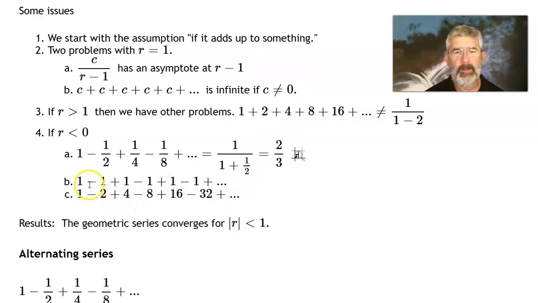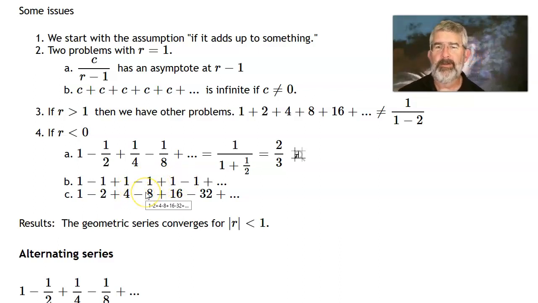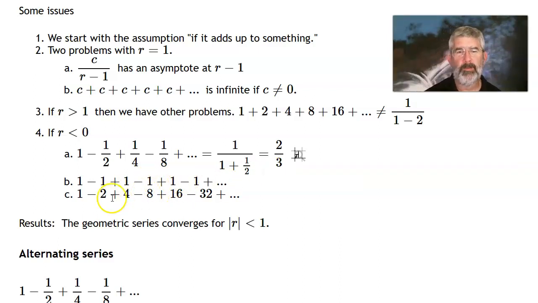How about if r equals, so that was r equals minus a half, how about r equals minus 1? Look what happens at minus 1. Start with 1, and then multiply by minus 1, and then multiply by minus 1, and then multiply by minus 1. So the terms keep alternating between 1 and minus 1. Right? What does this add up to? 1, minus 1, plus 1, minus 1, plus 1, minus 1. It's really easy to say, this should add up to 0 because the 1 minus 1, and the 1 minus 1, and the 1 minus 1, they're zeros.